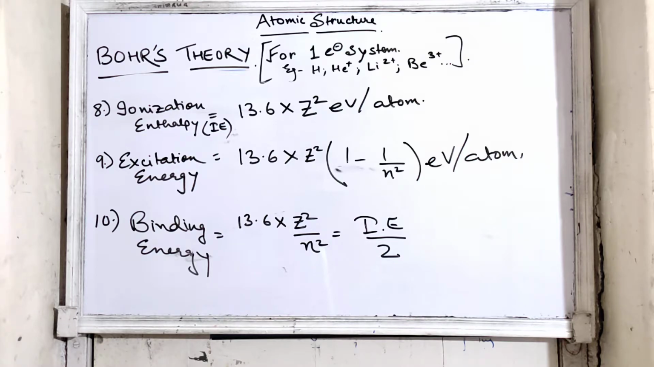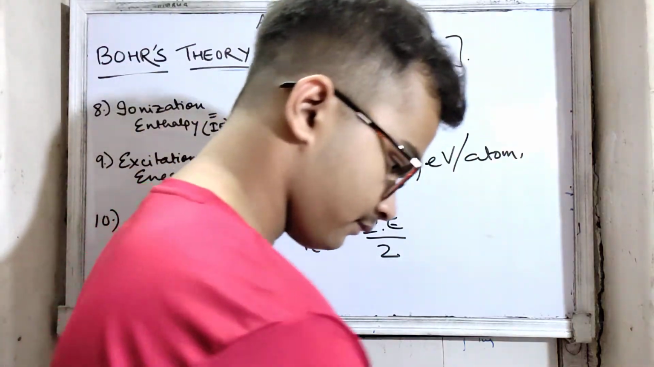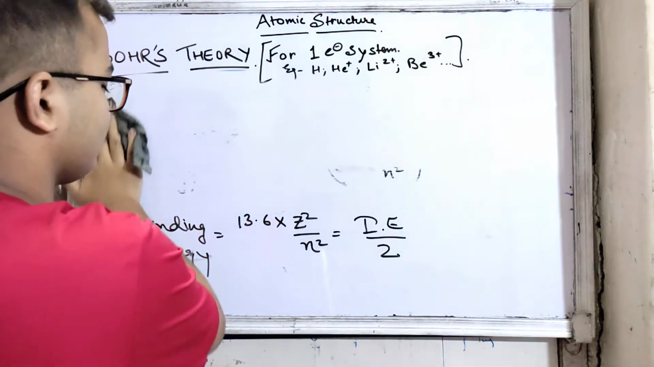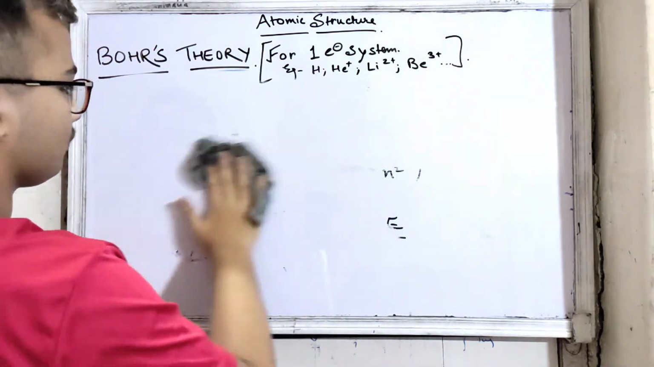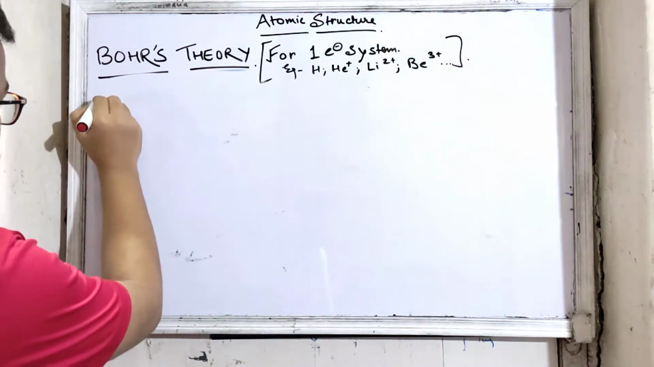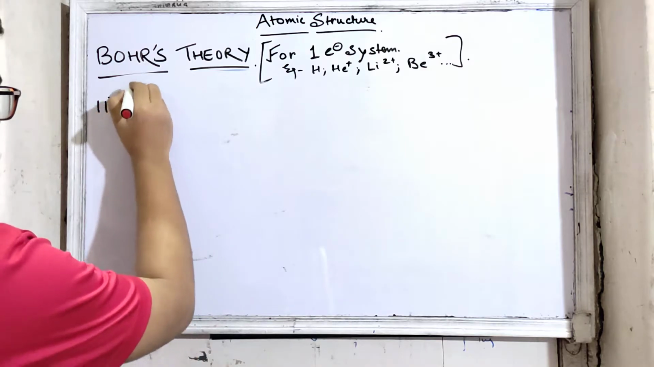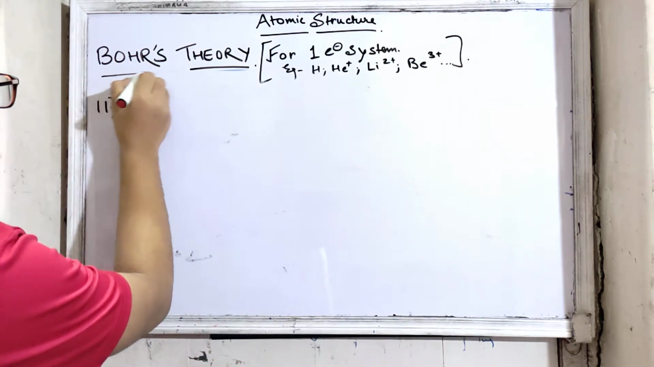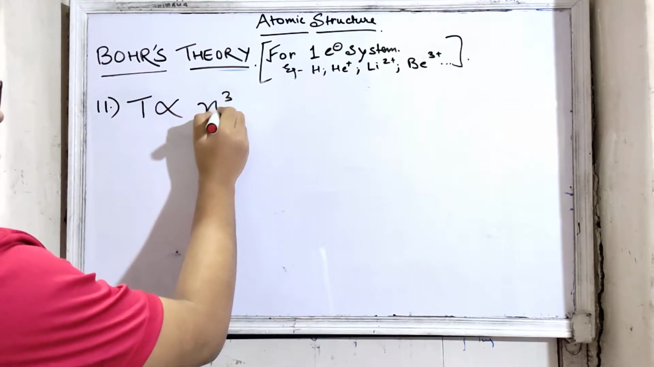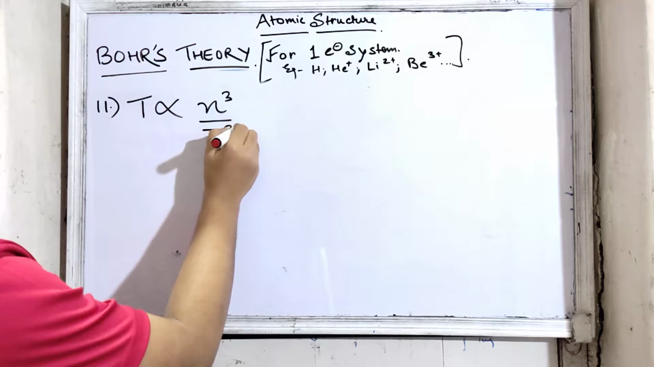Copied. So I rub it, right? So let's clear it out. So it will be number 11. So time period. So time period is directly proportional to n cube by Z square.